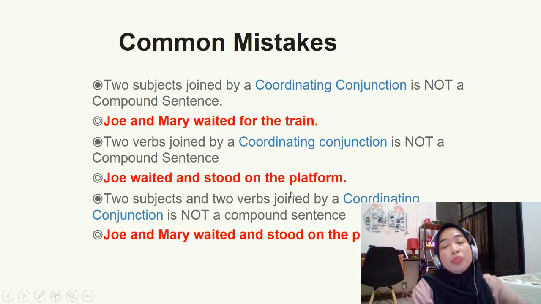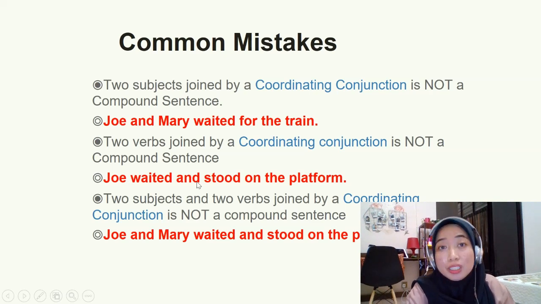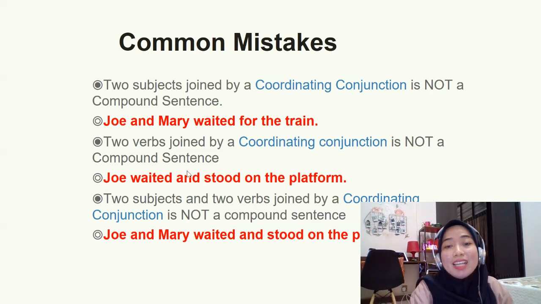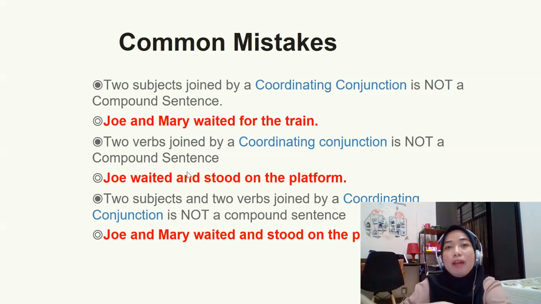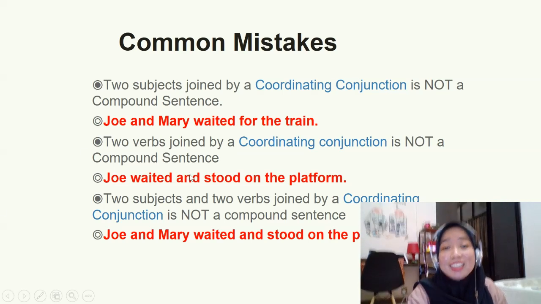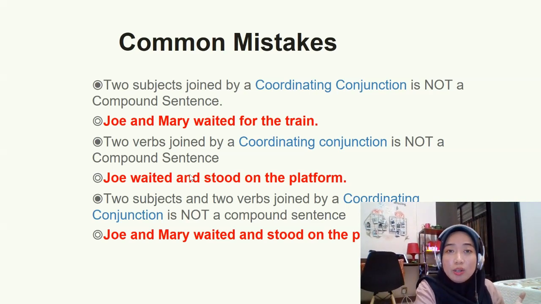Okay, so similar to the second problem that a lot of students would do, Joe waited and stood on the platform. Joe is the subject, waited and stood are the verbs. Sometimes in one single sentence, you can have more than one verb. On the platform is the idea of it. Now, even though you have the conjunction and here, it does not mean that this is a compound sentence. Okay, this is a simple sentence.